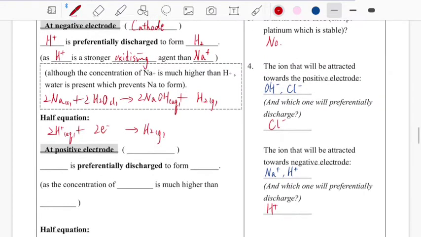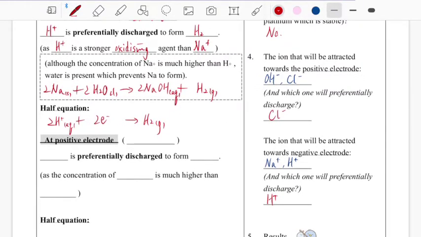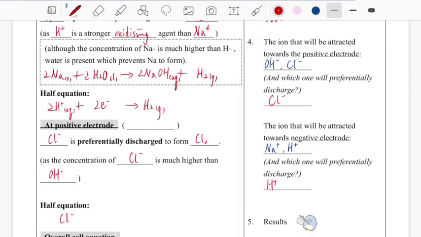Okay, so let's take a look at the positive electrode. As we discussed, at the positive electrode, since chloride is at a very high concentration, chloride ion is preferentially discharged to form chlorine gas. The reason for that is the concentration of chloride ion is much higher than hydroxide ion. And then we can write the half equation for this. Chloride ion becomes chlorine gas. And then we balance the equation, balance the charge, and add state symbols. Since it releases electrons, we name it as our anode in this case.